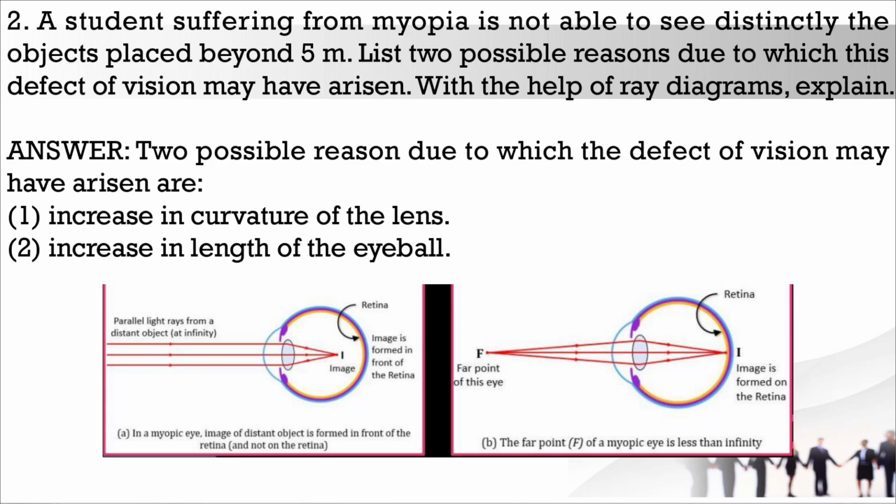Answer for it. Two possible reasons due to which this defect of vision may have arisen are: first, increase in curvature of lens. Second, increase in length of eyeball. The diagram is given for you. It's also given in the textbook.